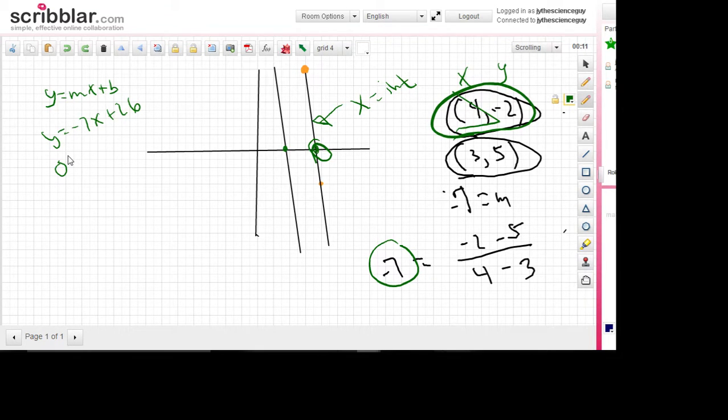Just FYI, how would you do a perpendicular slope? What do you do to the numbers? You reverse them, right? You flip them and make one negative. Okay. 44 you got right.